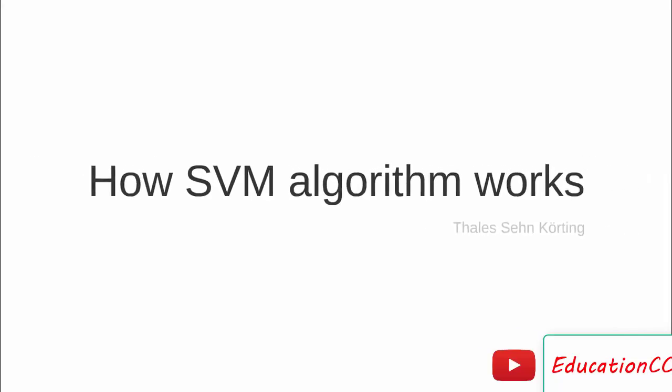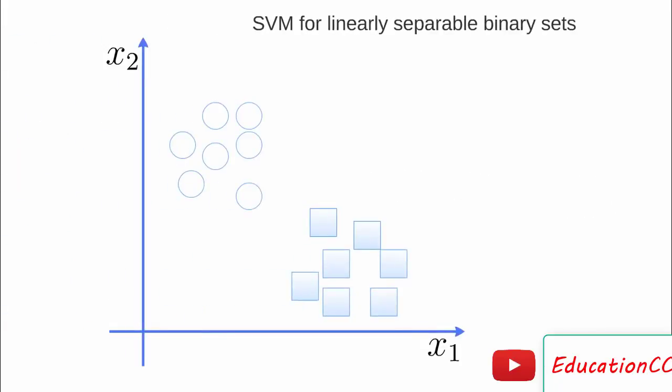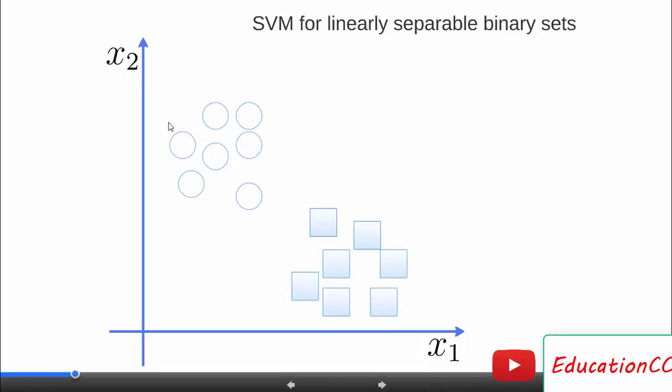Explain how the SVM algorithm works. This video will explain the support vector machine for linearly separable binary sets. Suppose we have these two features, x1 and x2 here, and we want to classify all these elements, and we can see that we have the class square and the class circle.